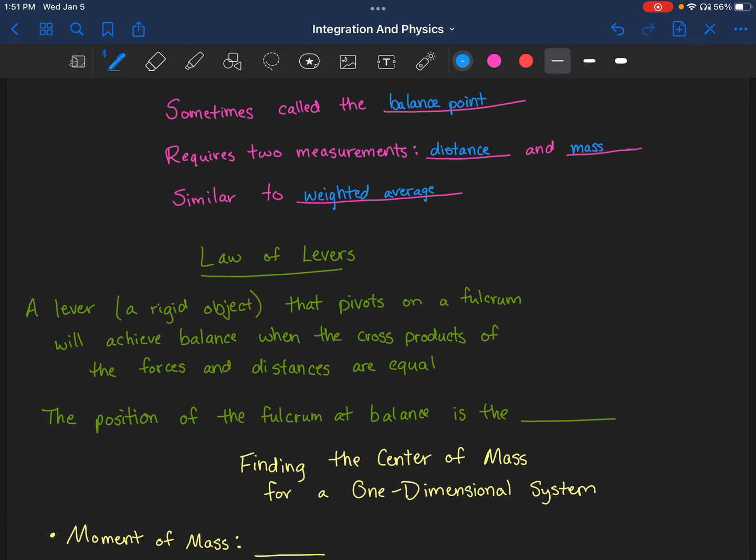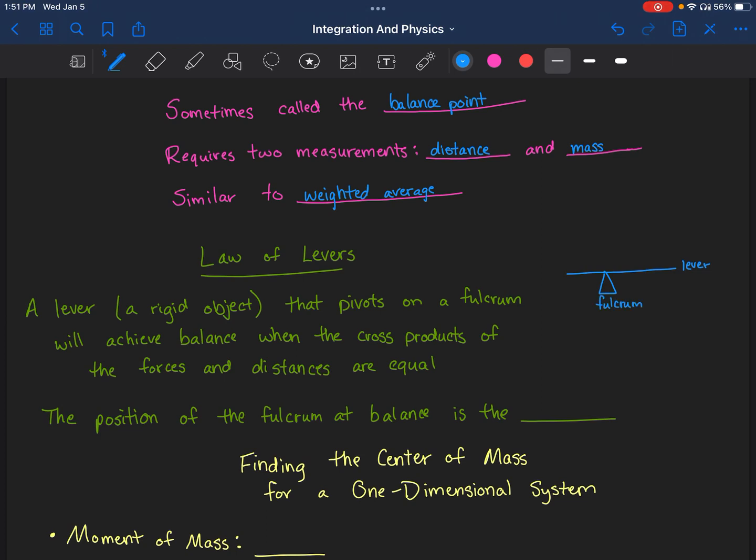So while I'm talking about this, I'm going to go ahead and mention one of the physics applications of it, which is the law of levers. And so if we have a lever, which is any rigid object, could be like a seesaw or a bar, it's usually represented by some line segment, and it's going to pivot on a fulcrum. So here's my lever, and I'll draw a fulcrum right here, something for it to pivot on.